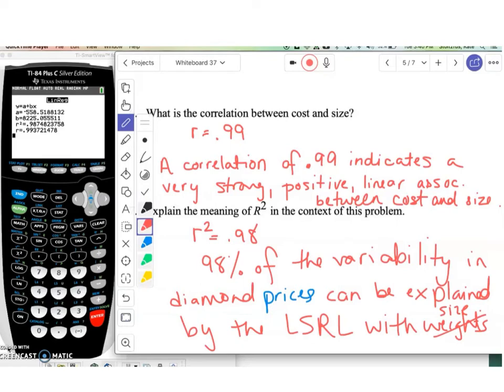This is a really good model. So really, that's dictating a lot of the variation in prices, but that other 2% could be attributed to other things. Could be the cut of the diamond, the clarity of the diamond for this particular sample.